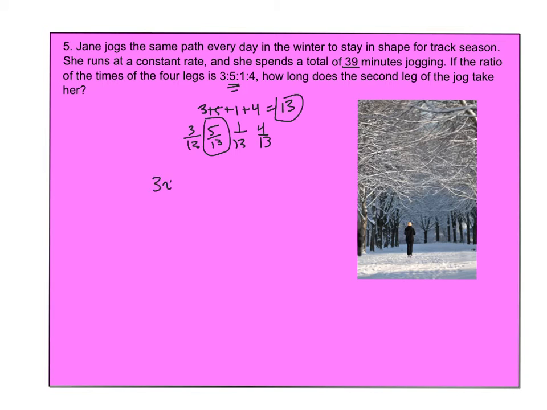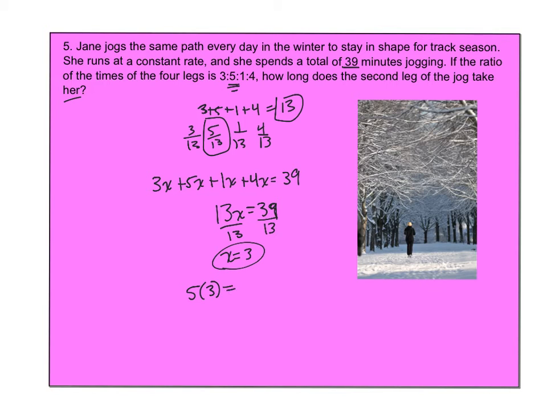So now, if you consider it to be 3x, 5x, 1x plus 4x equals 39. So 13x equals 39. So x is going to equal 3. So how long does the second leg take her? Well, 5 times 3 would be 15. So she spends 15 minutes in that second leg of her jog. That's what I'm doing right there.